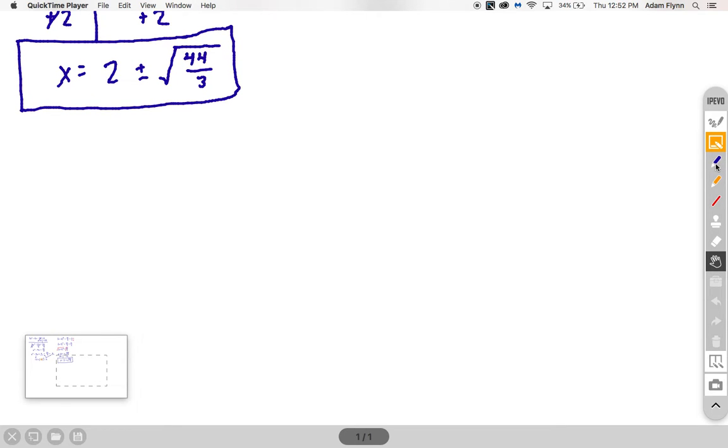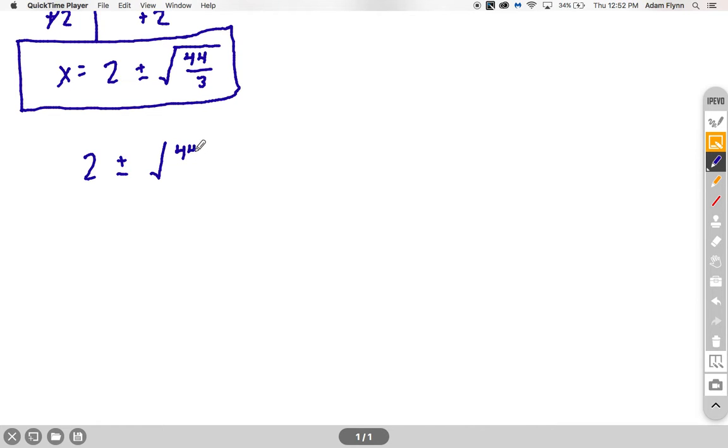Okay, so what I am going to do is I'm going to rewrite it down here. So I've got 2 plus or minus the square root of 44 over 3. So when we take a look at this answer, this 2 is fine. We're really not going to do anything with this 2. But when I take a look at my radical here, I've got this fraction 44 over 3 underneath my radical.